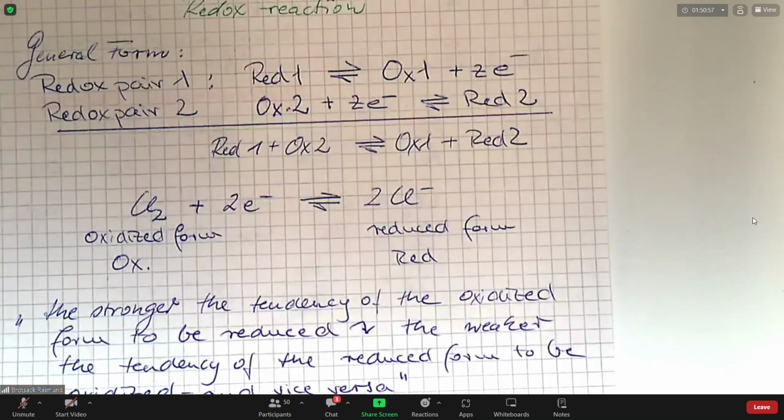And vice versa, the stronger the tendency of this form to be reduced, the weaker the way back. Or the stronger the tendency of the reduced form to be oxidized, the weaker the way back.